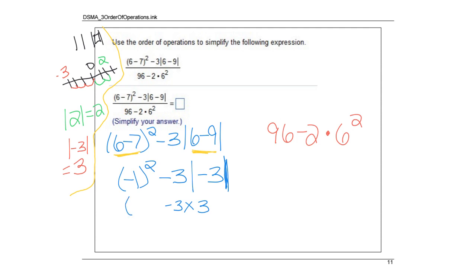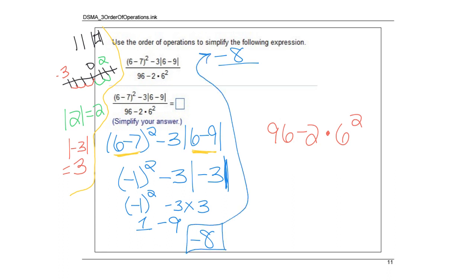Here I would have still my negative 1 squared. Let's go ahead and take care of that. So negative 1 times negative 1 would give me a positive 1. Negative 3 times a positive 3 would give me minus 9. And so I would end up with negative 8 inside the numerator on top of the fraction. Right, so negative 8, after all of that, is going to go on top.